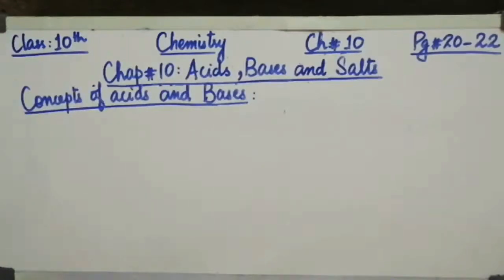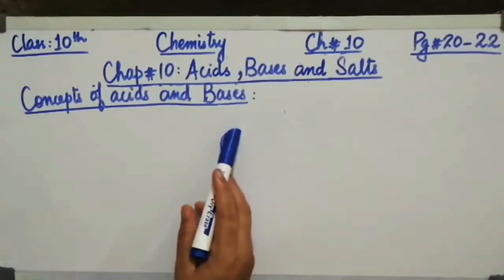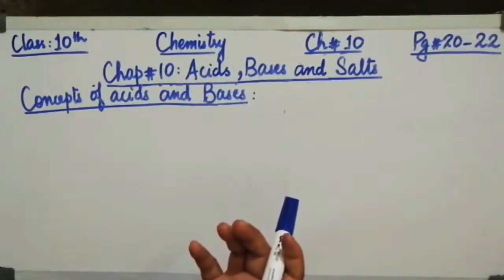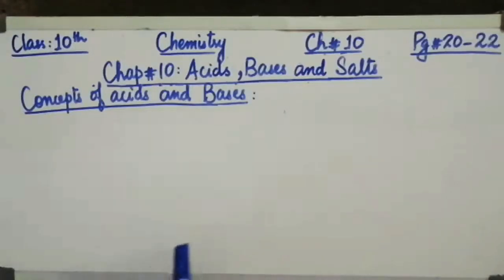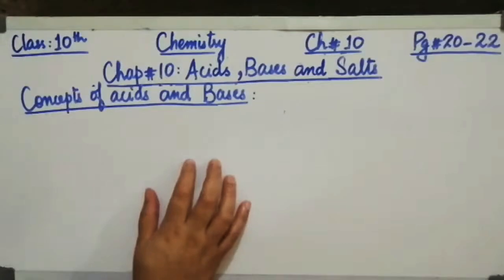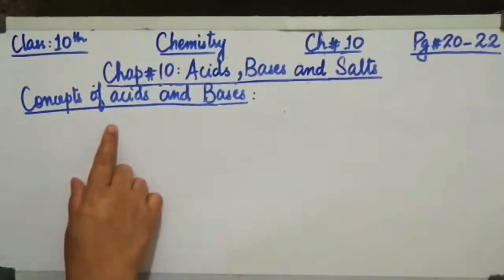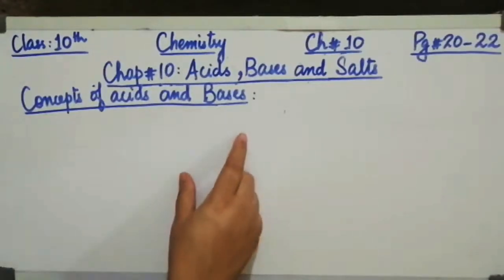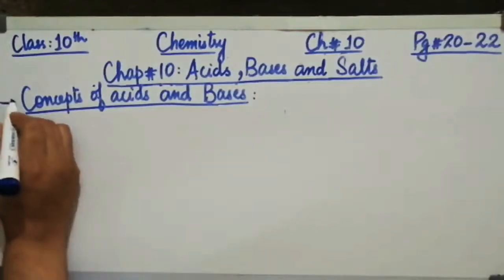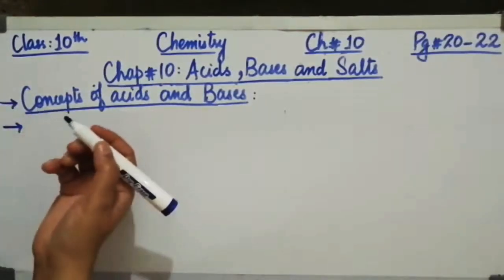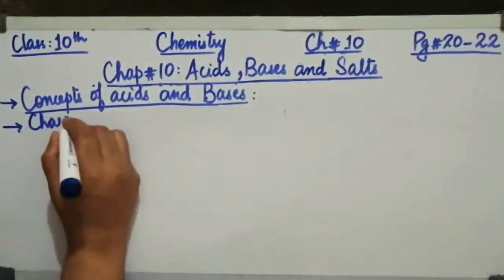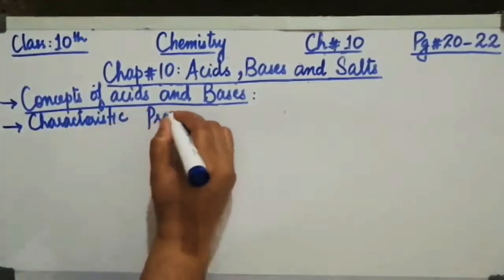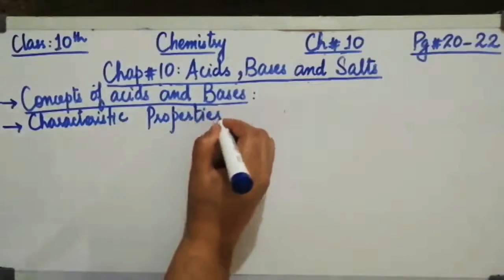After the introduction, the next topic is about the concepts of acids and bases which were proposed by different chemists, in which three chemists were famous and are famous to us. And today, in this lesson, I'm going to explain not only the characteristics of acids and bases, but also the first concept of acids and bases as well. So, before going into further detail, first you have to write down the basic characteristic properties of acids and bases.